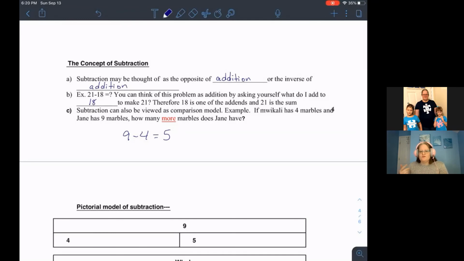So you can think of this problem as addition by asking yourself, what do I add to 18 to make 21? Therefore, 18 is one of the addends, I think that's how you say it, and 21 is the sum. So then we have C, subtraction can also be viewed as a comparison model. Example, if Macaulay has 4 marbles and Jane has 9, how many more marbles does Jane have? So I did 9 minus 4 equals 5.